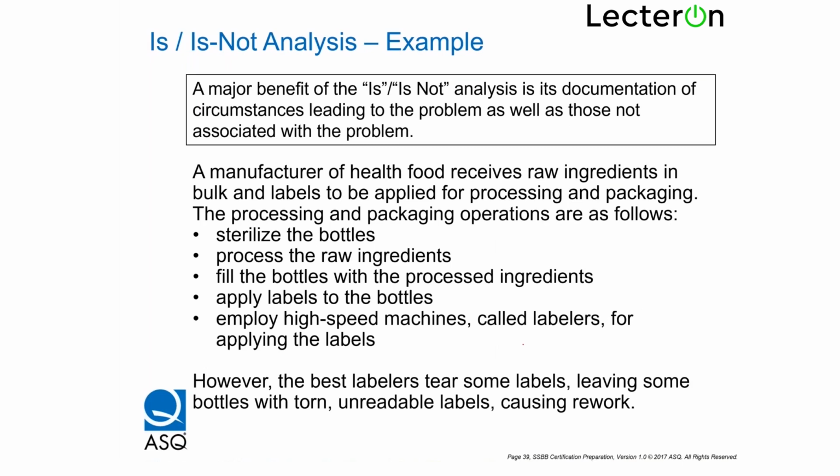So here you have an example. A manufacturer of health food receives raw ingredients in bulk and labels to be applied for processing and packaging. The processing and packaging operations are as follows: sterilize the bottle, process the raw ingredients, fill the bottles with the processed ingredients, apply labels to the bottles. They employ high-speed machines, called labelers, for applying the labels. However, the labelers tear some labels, leaving some bottles with torn, unreadable labels, causing rework.